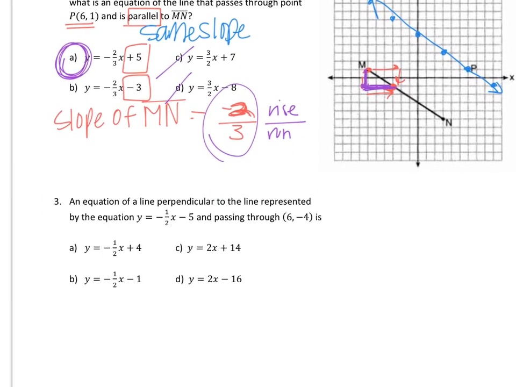Number 3, another Common Core question, says that we want the equation of a line that's perpendicular to the line represented by y equals negative 1/2 x minus 5 and passes through 6, negative 4. Again, write yourself a note about perpendicular lines. What do we know about them?